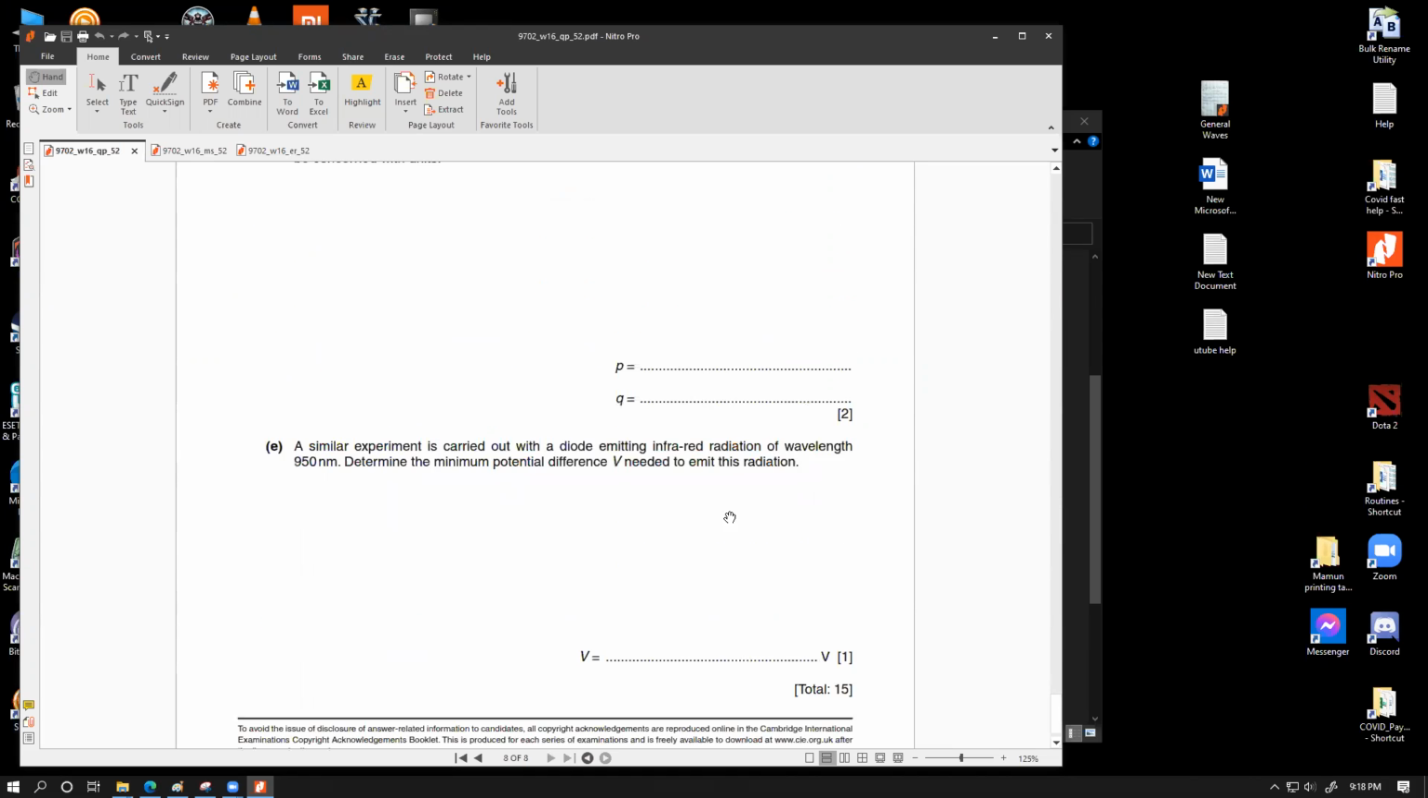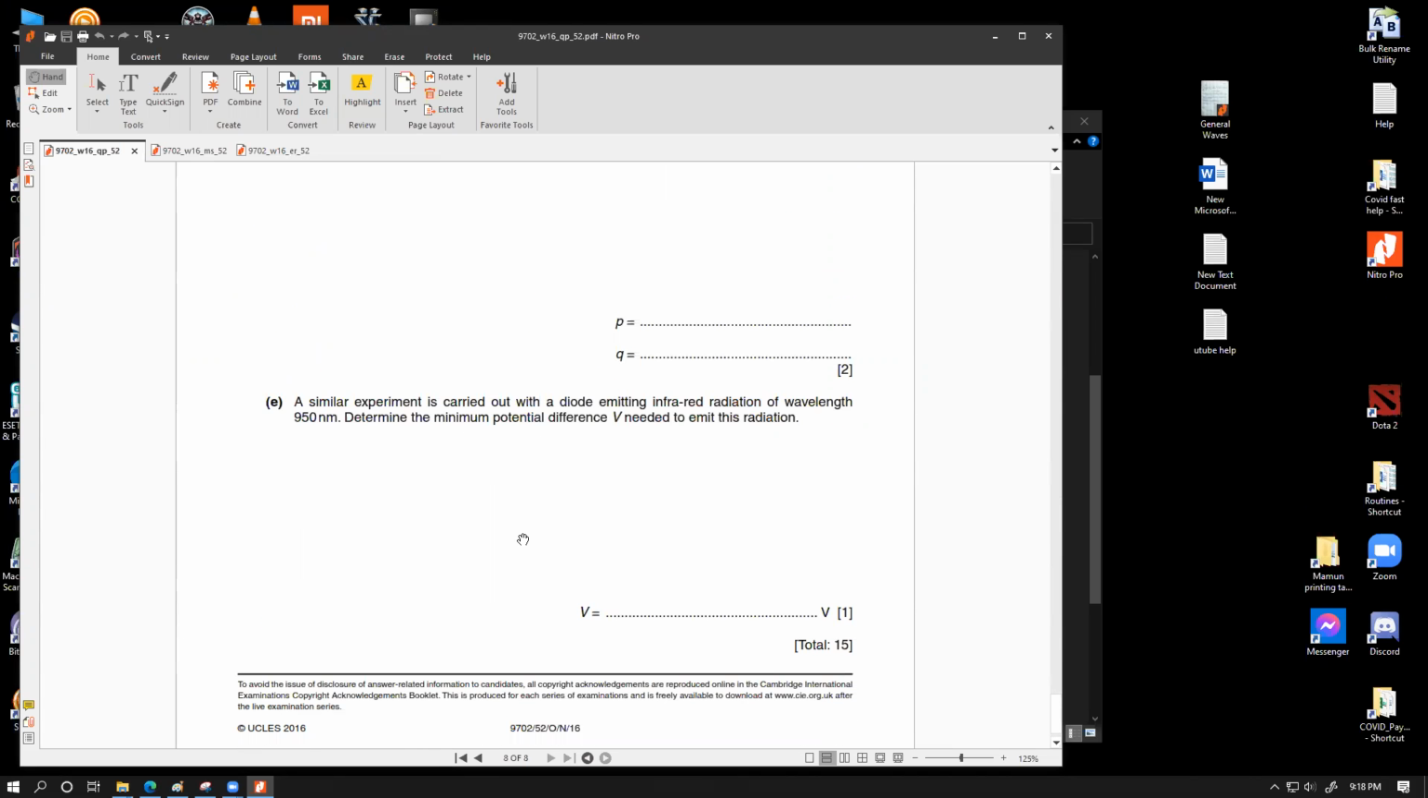I have a bit of an idea what happens over here. Let's have a look at this one and we might as well consider this question. A similar experiment is carried out with a diode emitting infrared radiation of wavelength 950 nanometer. Determine the minimum potential difference V needed to emit this radiation.